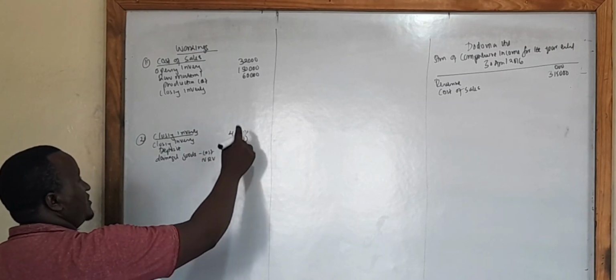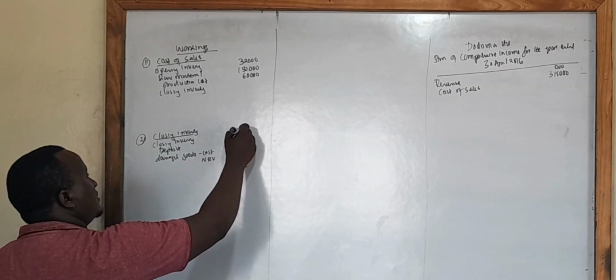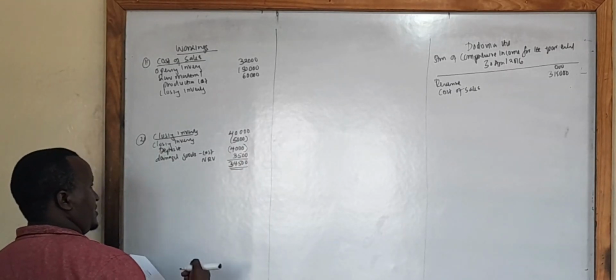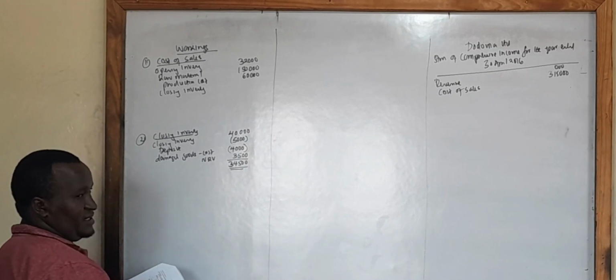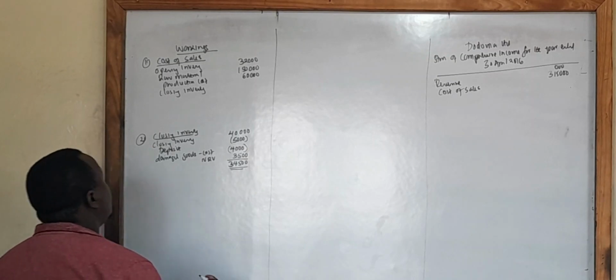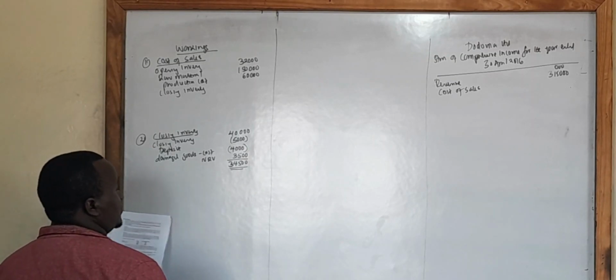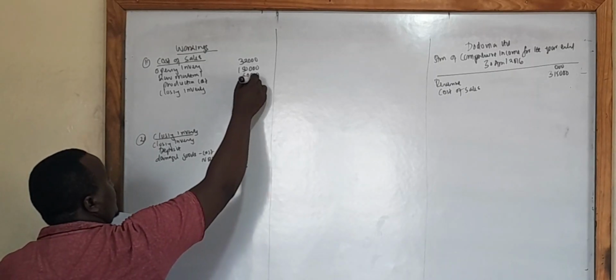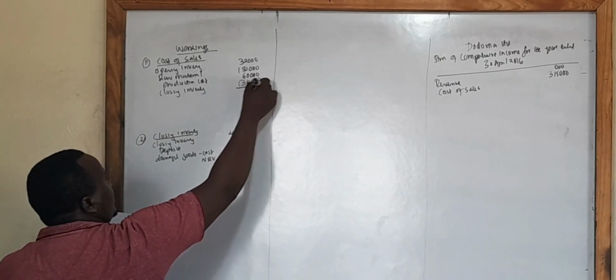You have 40,000 minus 9, or plus 35 minus 9,000. Minus 4.5.